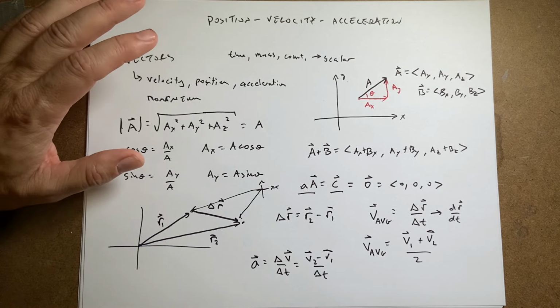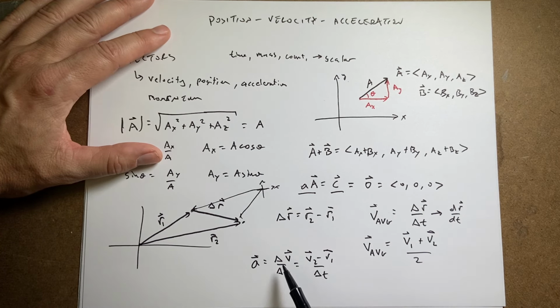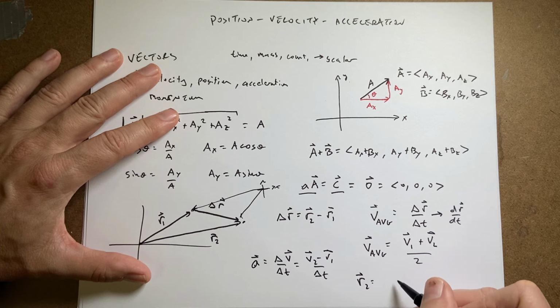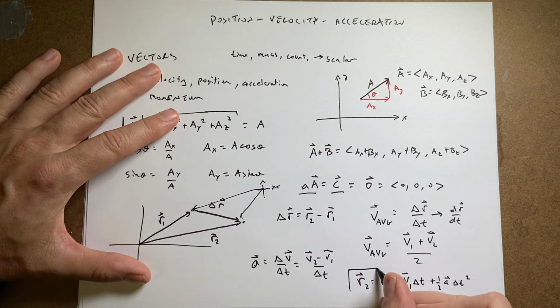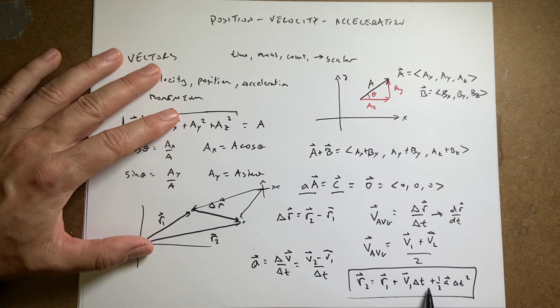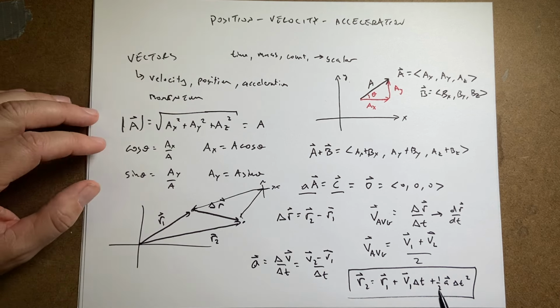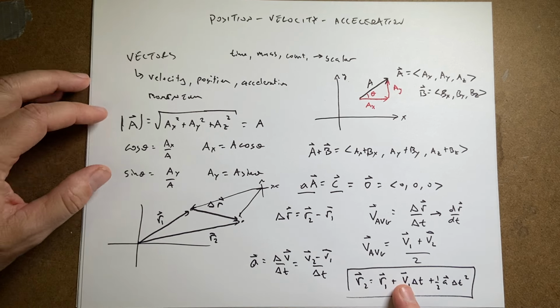Okay, so I'm not going to derive it, but I will say there is this kinematic equation that people see a lot, and it really comes from the definition of the acceleration and the two definitions of average velocity, and it looks like this. r2 equals r1 plus v1 delta t plus 1/2 a delta t squared. That's the kinematic equation that tells you where an object is if you know its starting velocity and it has a constant acceleration. That only works for constant acceleration. Okay, so that is position, velocity, and acceleration.